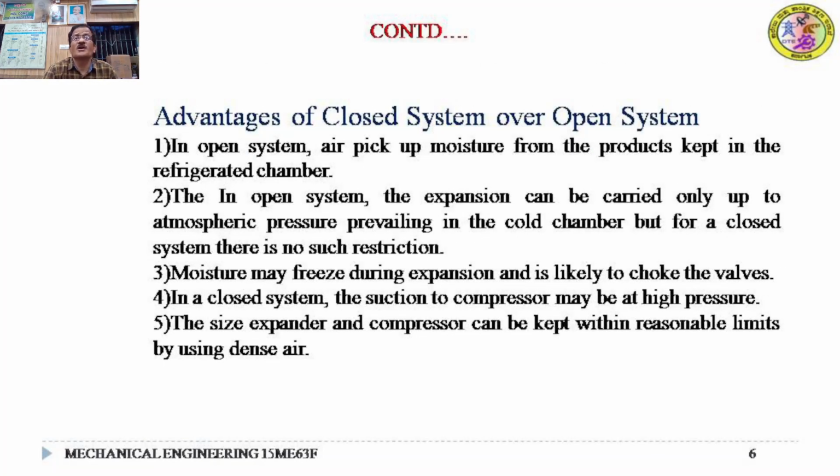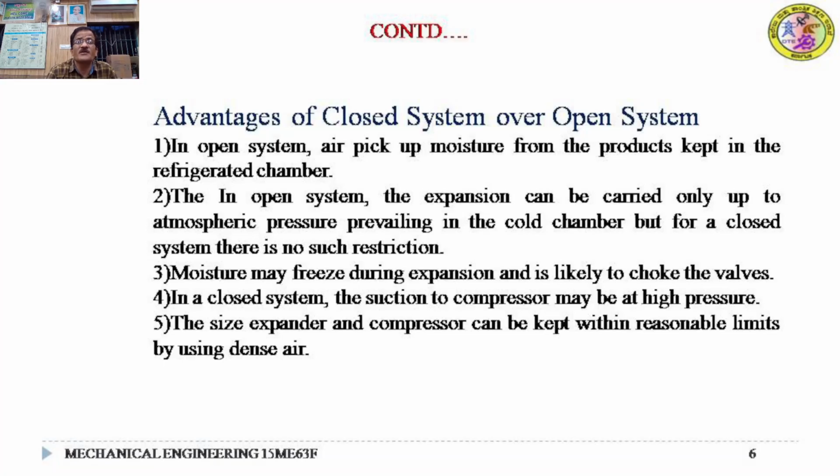Advantages of the closed system over the open system. Just now we have discussed the open and closed systems of the Bell Coleman cycle, so now we shall see the advantages of the closed system over the open system. In the open system, air picks up moisture from the products kept in the refrigerator space, so there is a chance of picking up moisture. Second, in the open system, the expansion can be carried out only up to the atmospheric pressure prevailing in the cold chamber, but for a closed system there is no such restriction.